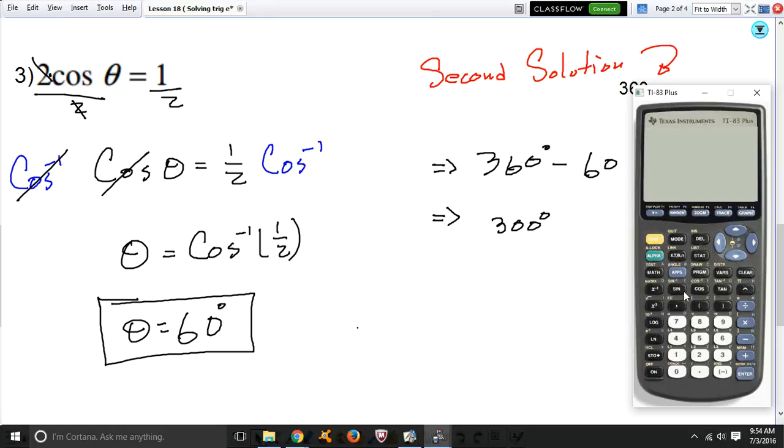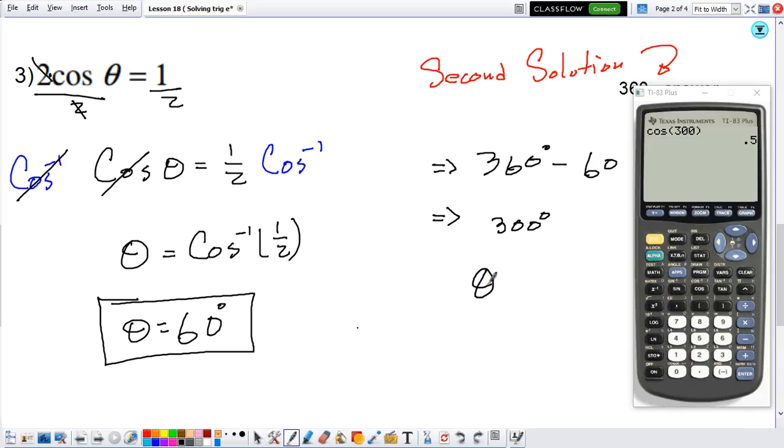What's the cosine of 60 degrees? The cosine for my first answer is 0.5. So now let's check if the cosine of 300 degrees also gives me 0.5. 0.5 as well. So that is true. Here are your two answers, 60 and 300, because both of them give you the same result.